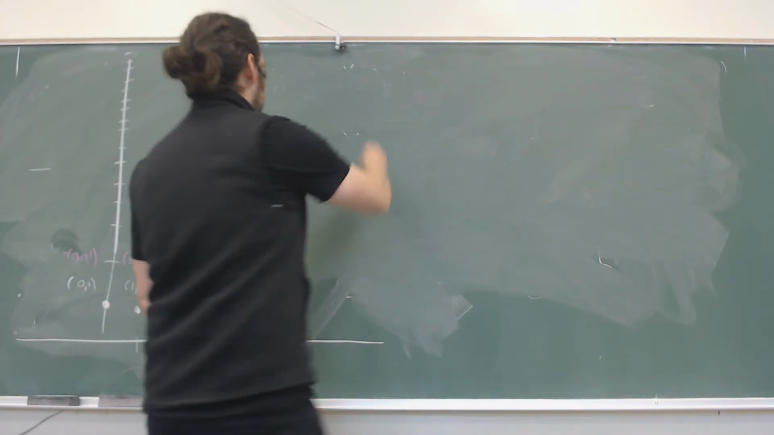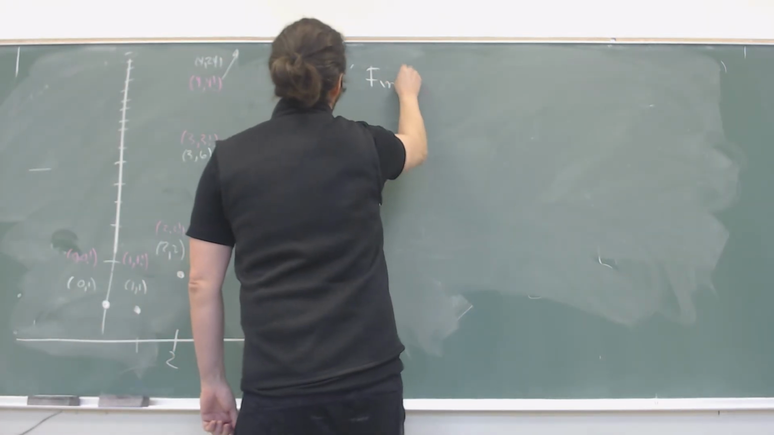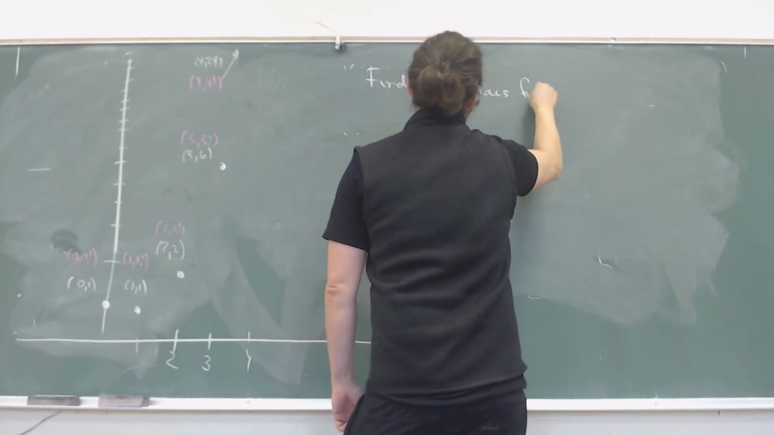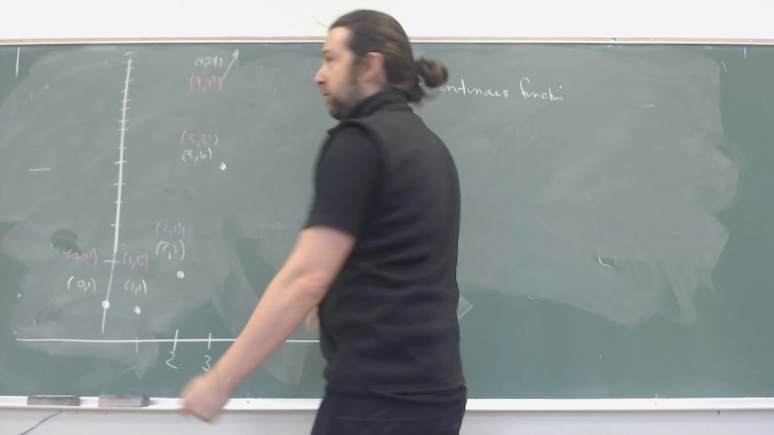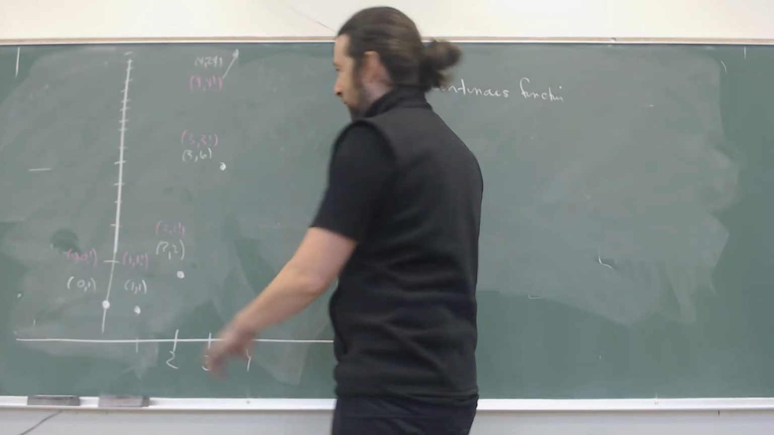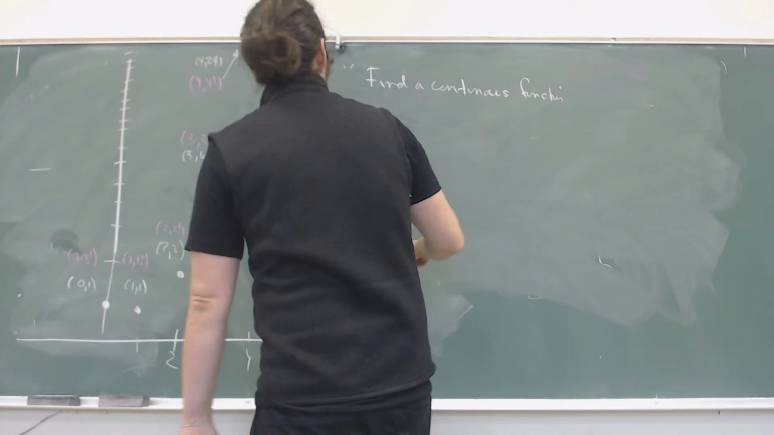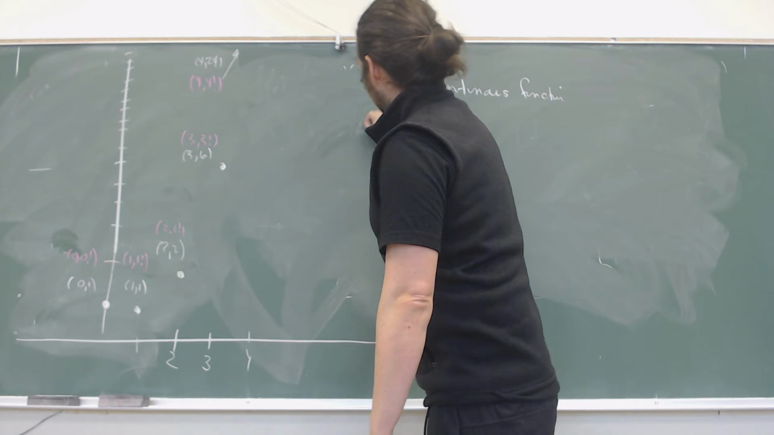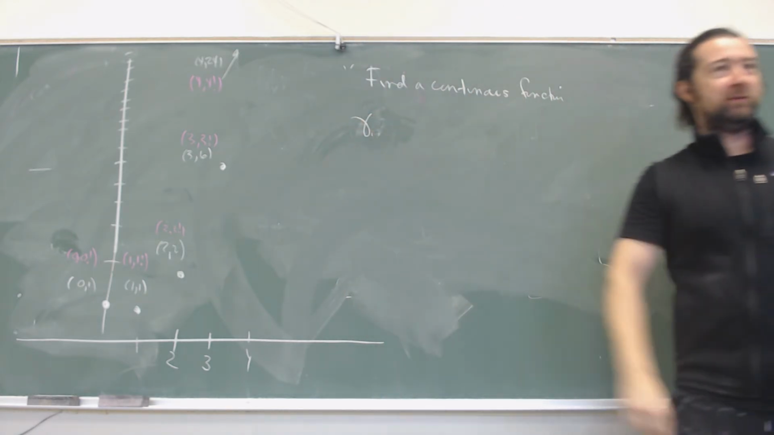Question is, find a continuous function. Maybe we'll give it a name. Maybe we'll call it, well, maybe we won't call it gamma yet. I don't want to give it away yet. Maybe we'll use this symbol. We'll call it function little gamma, right?